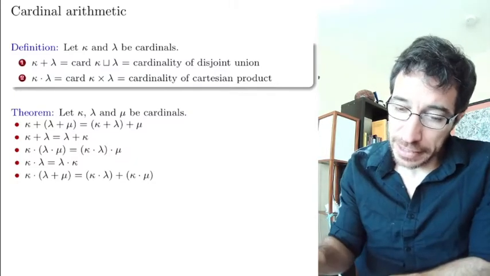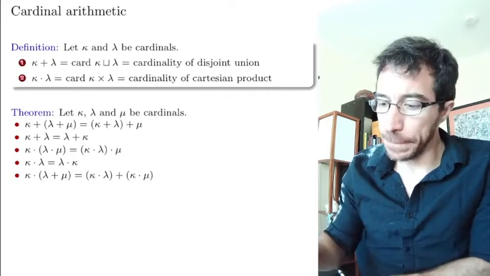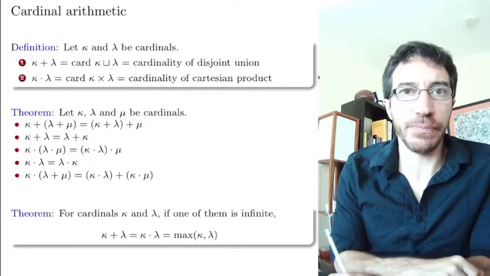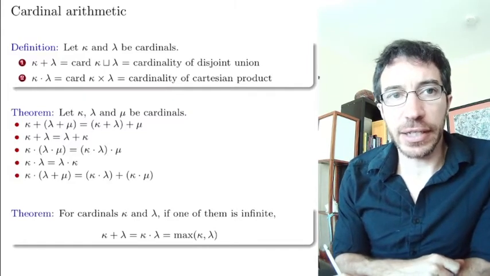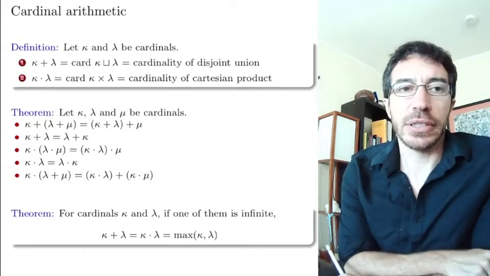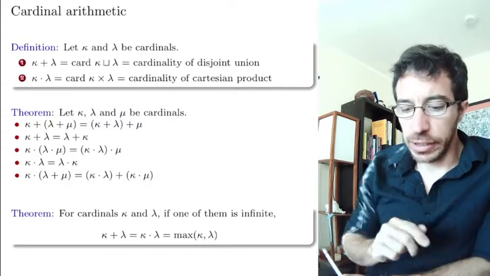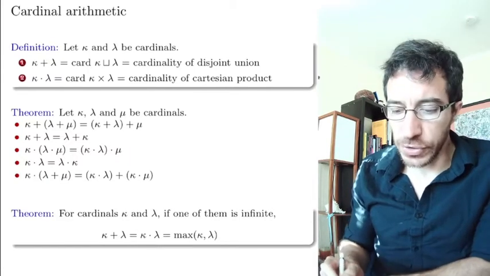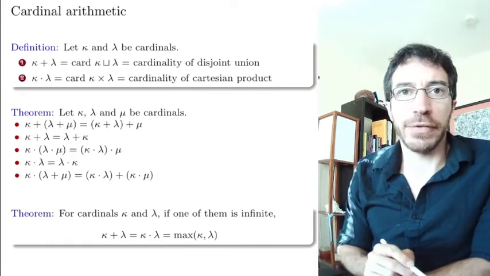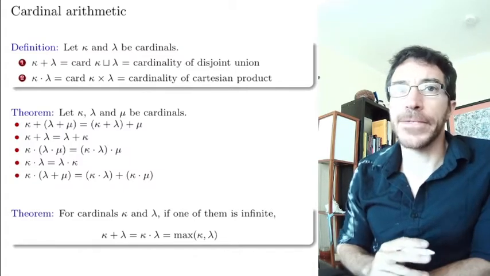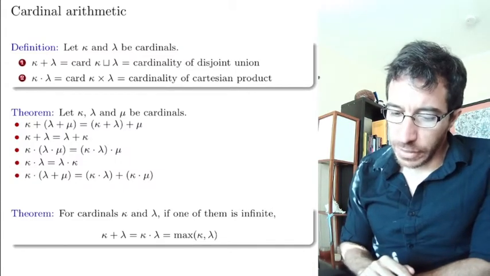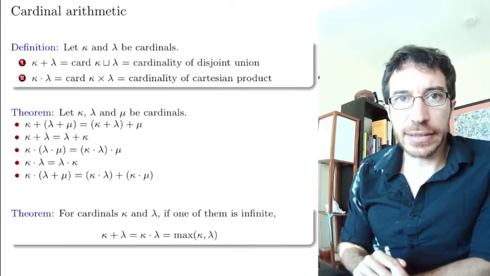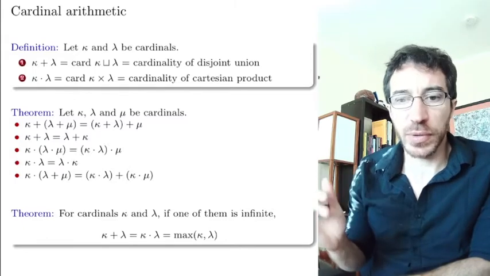But in the presence of the axiom of choice, we get this very strong theorem, which says that if you have infinite cardinals, actually you only need one of them to be infinite, then the addition of two cardinals and the multiplication of two cardinals always gives you the maximum of the two. Okay, so there isn't too much to this. You always get the maximum and you don't increase, in the case when they are infinite.